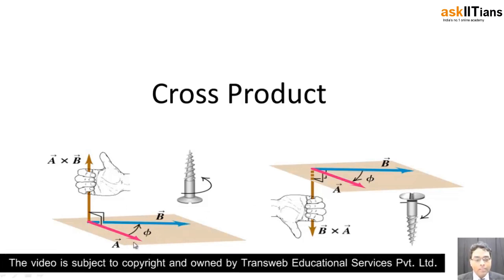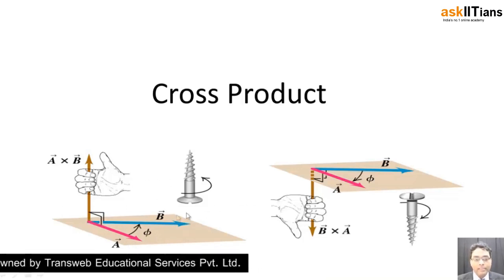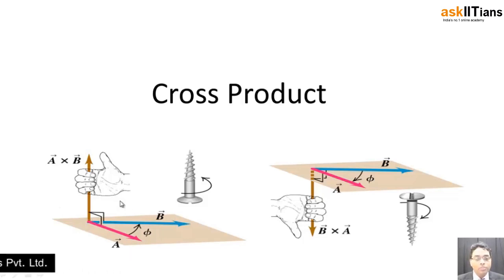So this basically is the right hand rule that you have. Using this right hand rule, you can find out the direction of A cross B. When you move from A towards B by an angle phi, you are basically going like this. When you go like this, the thumb points along the direction of A cross B. Similarly, when you come from B towards A, you are going in the reverse direction. That's the reason you have B cross A. So B cross A will have a value which is going in the downward direction.